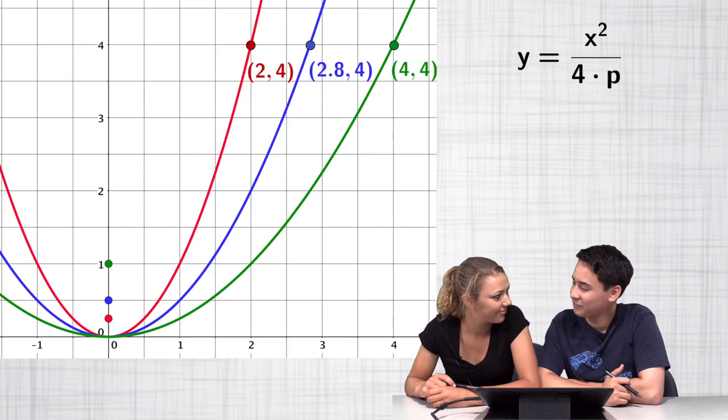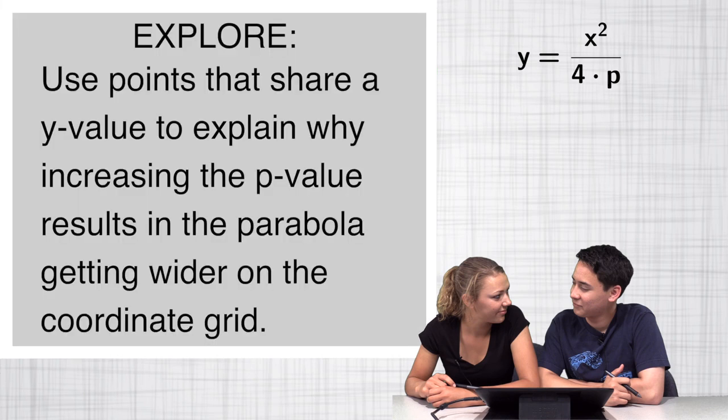In this episode, Sasha and Keoni turned to a different set of 3 other points that they had found in Lesson 6. 2, 4 for the red parabola, 2.8, 4 for the blue parabola, and 4, 4 for the green parabola. Notice how these points share the same y value of 4. They use these points to generate another explanation for why increasing the p-value results in the parabola getting wider on the coordinate grid. Try generating an explanation on your own first. When you've finished, resume the video so you can compare your argument with Sasha and Keoni's.